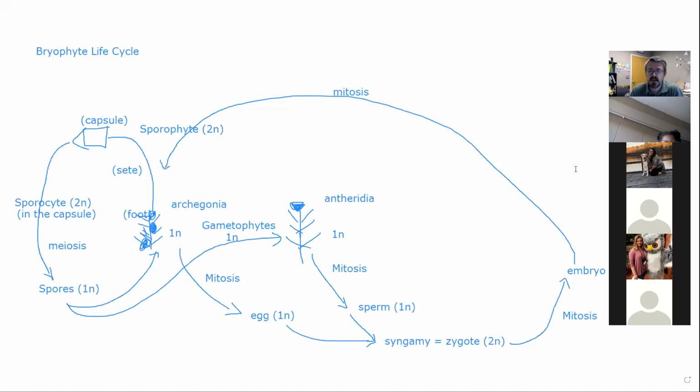Okay. Remember that we practiced with a basic idea of alternation of generations the other day. And this is just the alternation of generations repeated again, but just within the context of the bryophytes specifically. So we do want to keep that in mind.